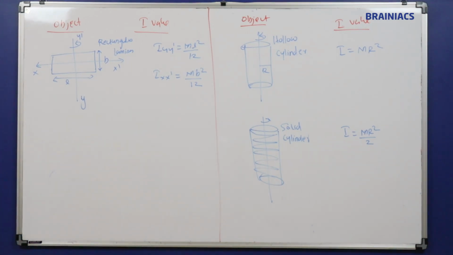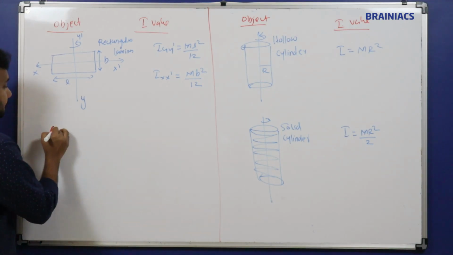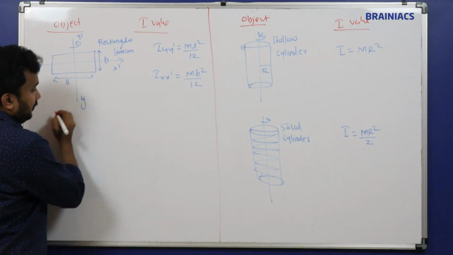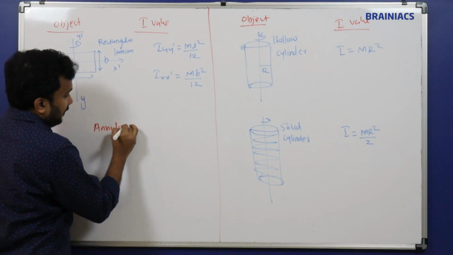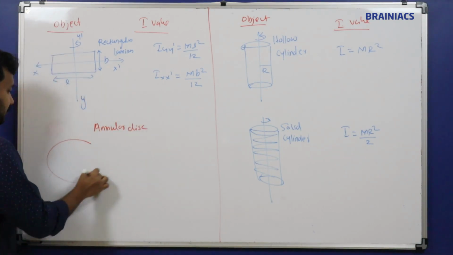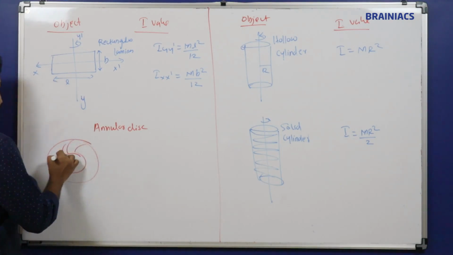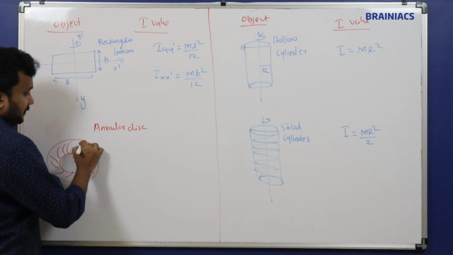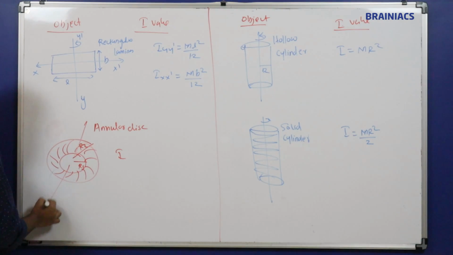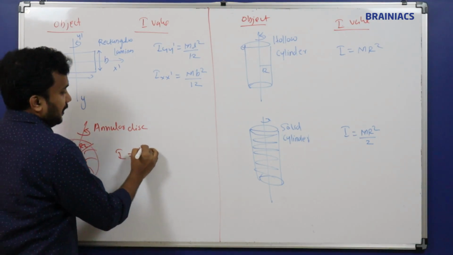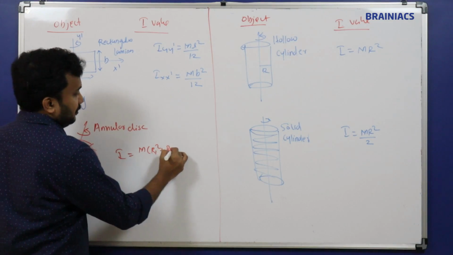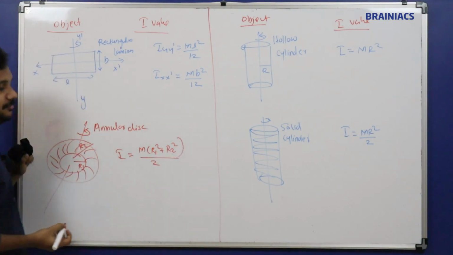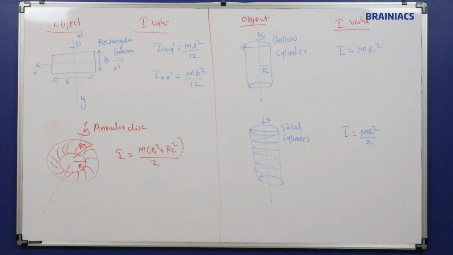Next one is the annular disk. A disk where the inner portion is not filled. This radius is r1 and this radius is r2. So for an axis passing through this one, the axis of rotation, I is equal to m into r1 square plus r2 square divided by 2. It is a different formula from the disk, but with r1 and r2 values here.